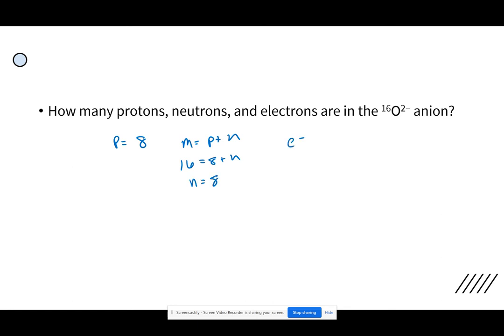And then electrons: in a neutral oxygen, there would be 8. This has a negative 2 charge, which means it gained 2 electrons, so there are 10.